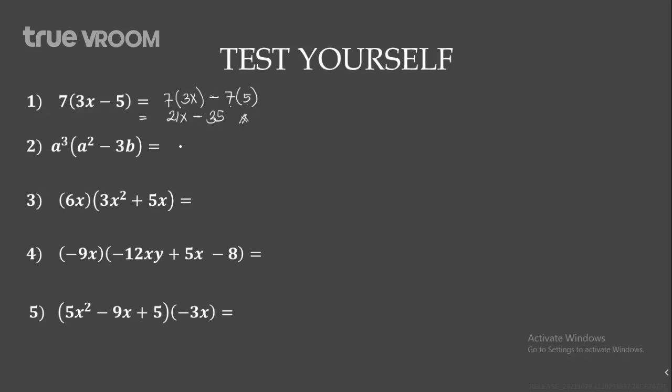a raised to 3 times a raised to 2, minus 3 a raised to 3 times 3b. So this is equal to a raised to 5 minus 3 a raised to 3b. Very good. Okay. Next, number 3.